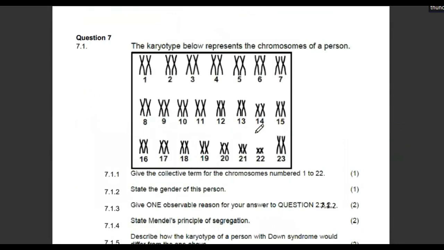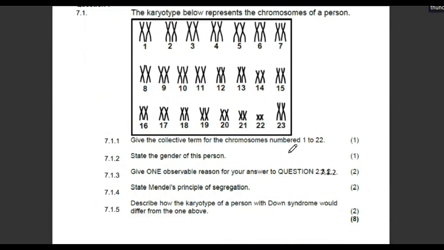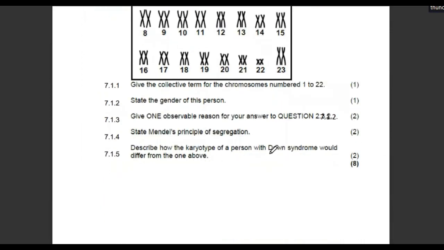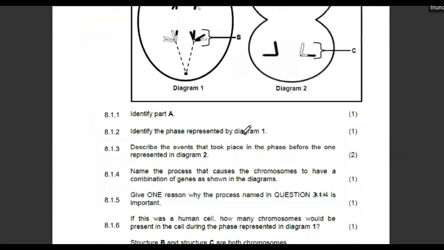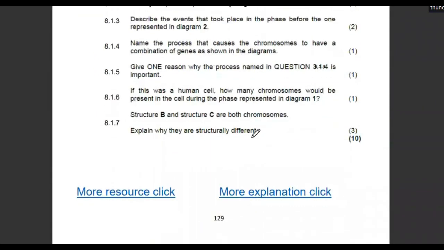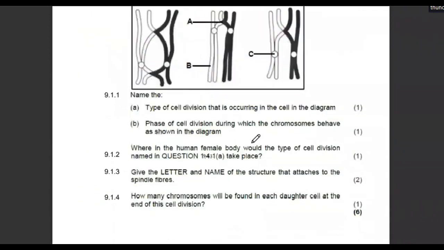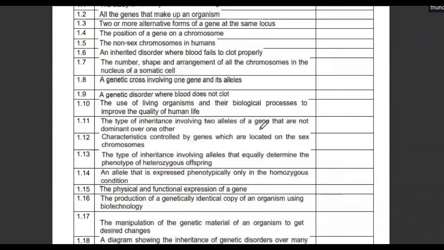So many questions, you'll find them like this. This is the karyotype, male or female? It is a female. Why? Chromosome number 23 has chromosomes of the same size and shape. Describe the karyotype of a person with Down syndrome. A karyotype with Down syndrome will have an extra chromosome on chromosome number 23. So there will be 3 instead of 2. So you see that these questions, you can answer them very well.